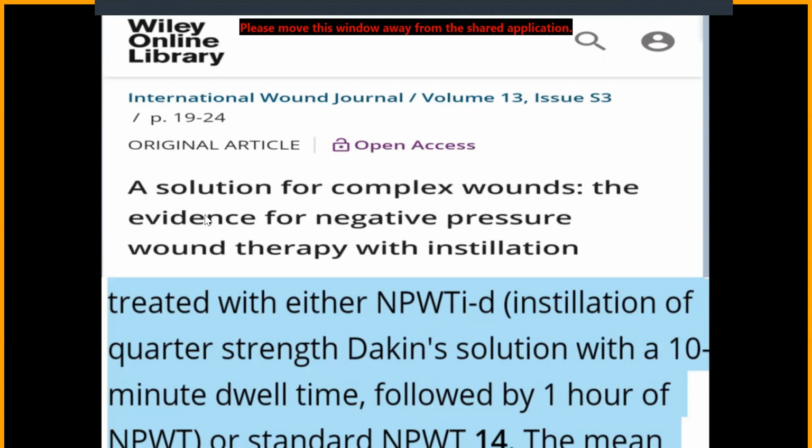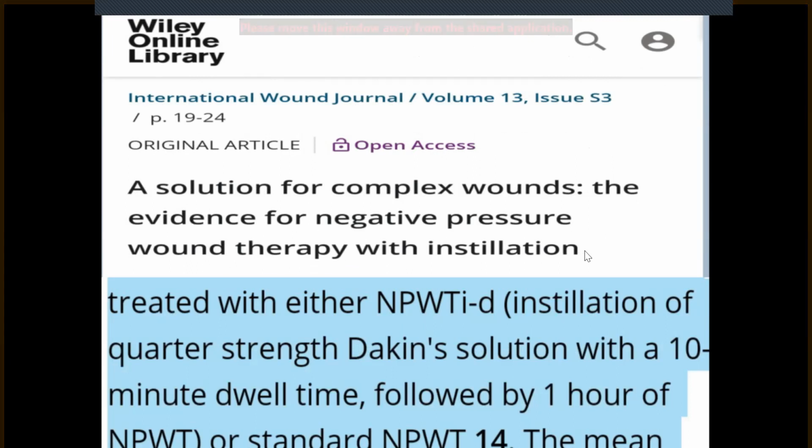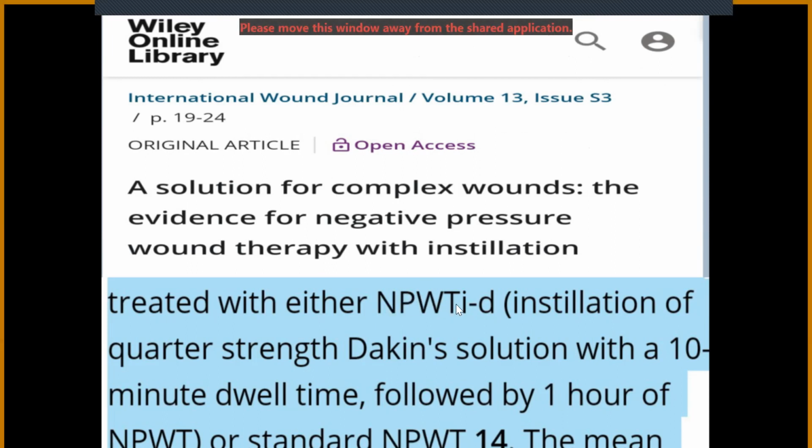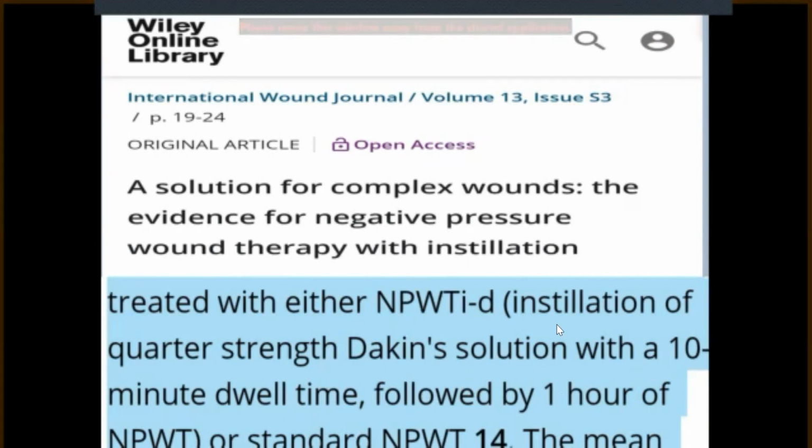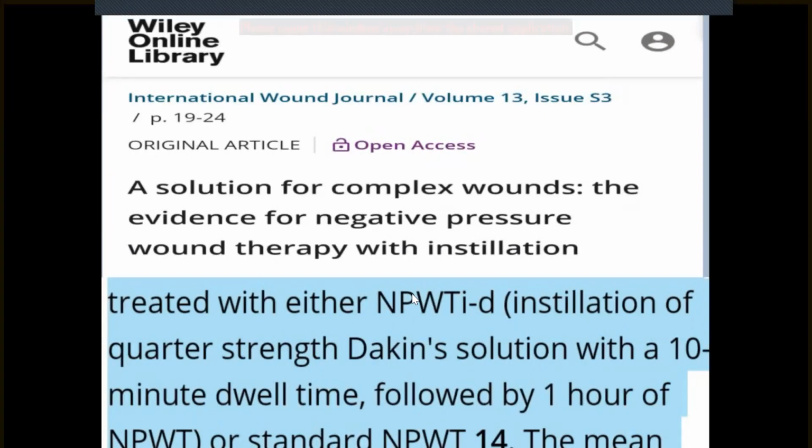Another important paper from the Wiley Online Library, a solution for complex wounds, the evidence for negative pressure wound therapy with instillation. This is a different technique, meaning negative pressure wound therapy with instillation and dwell time. Means they use a solution, put the solution with the dressing for 10 minutes, followed by 1 hour of negative pressure wound therapy. Again, they repeated it for complex wounds.